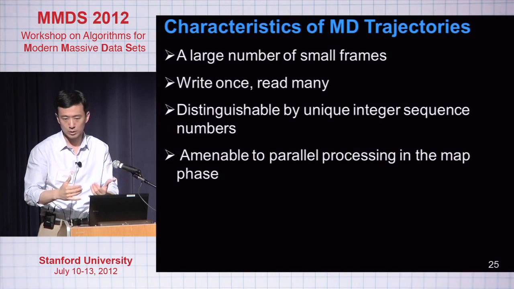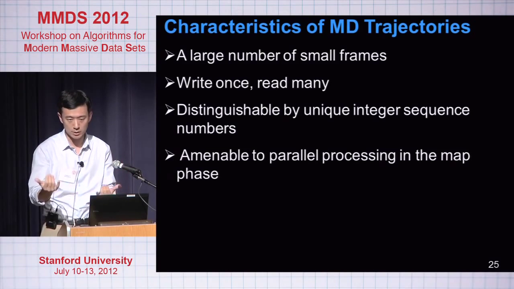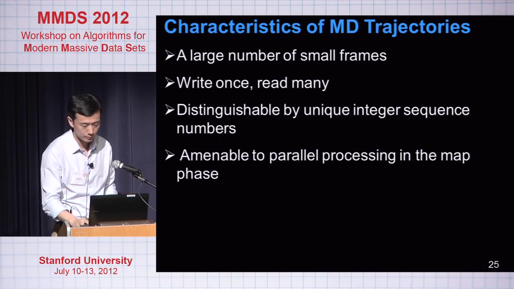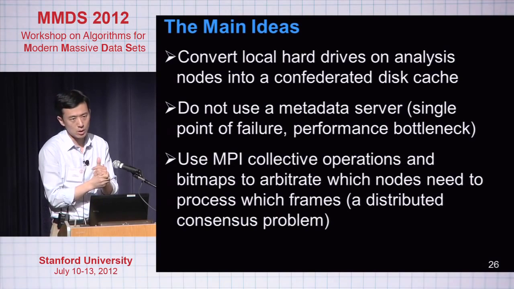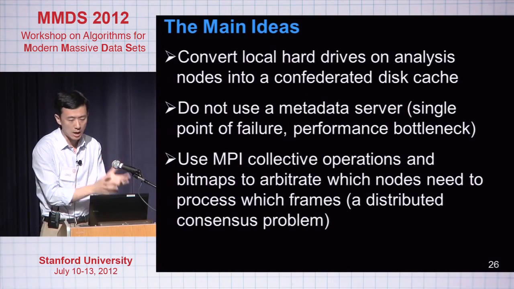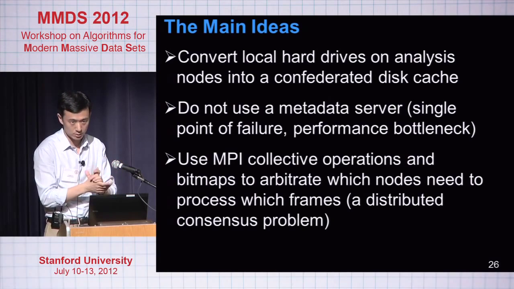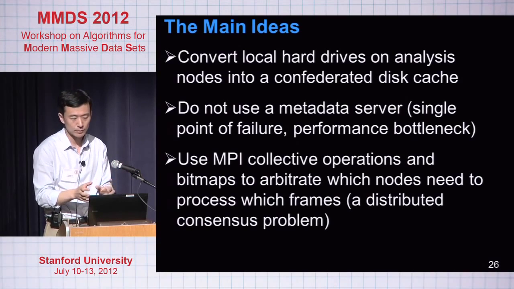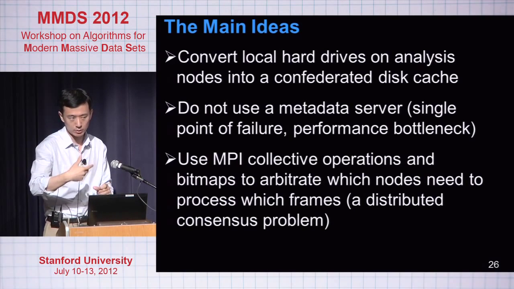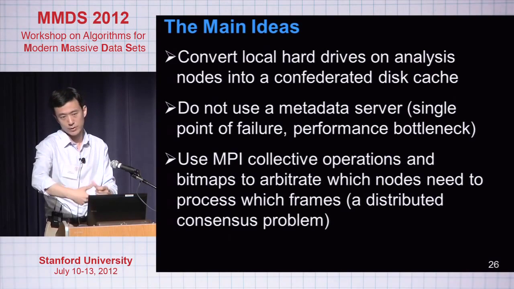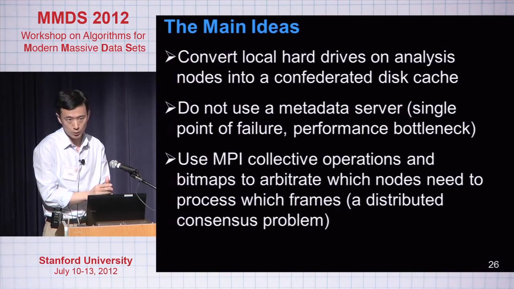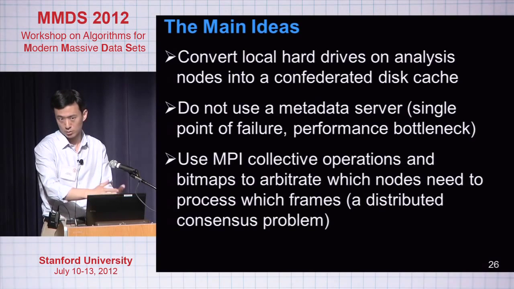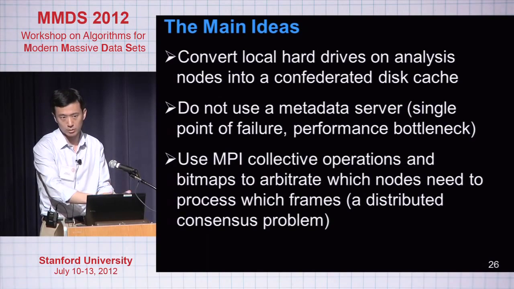You can do the map, disregarding the ordering among the frames, as long as you can uniquely identify each one of those. So the main idea to solve this I/O problem was we want to convert the local hard drive on those analysis nodes into a federated disk cache. They will cache data a user program accesses and then service directly out of the cache for the follow-up accesses. And we do not want to use a metadata server, which the storage research community has shown to be hard to get right, and usually is a performance bottleneck, and it could be a single point of failure.